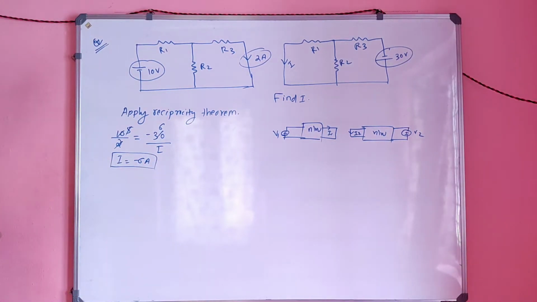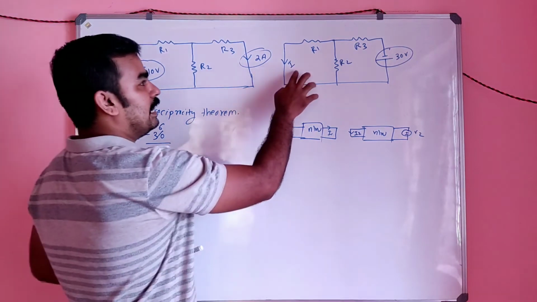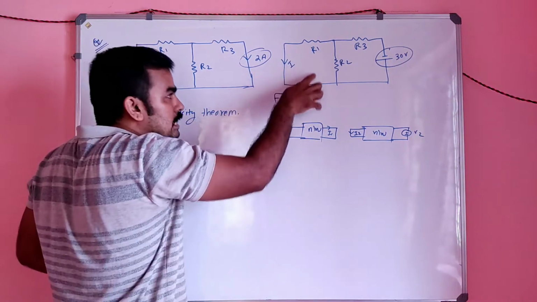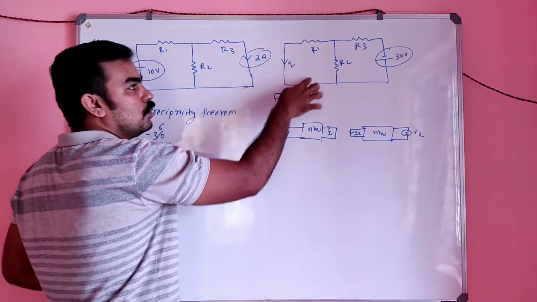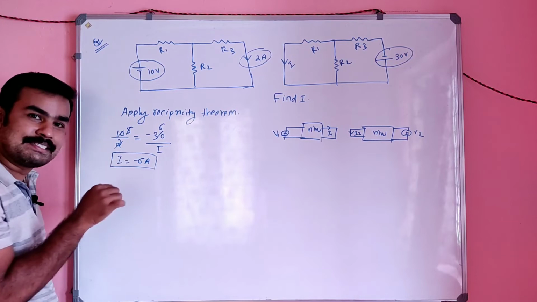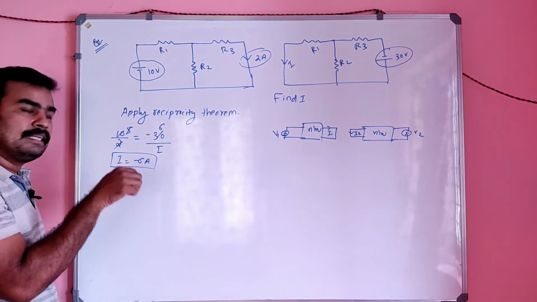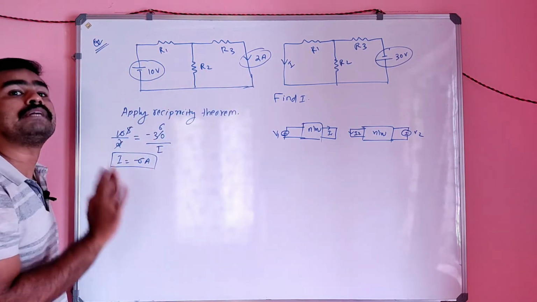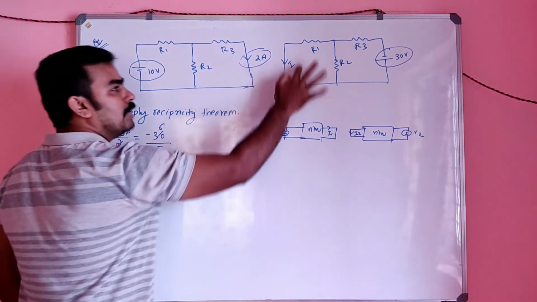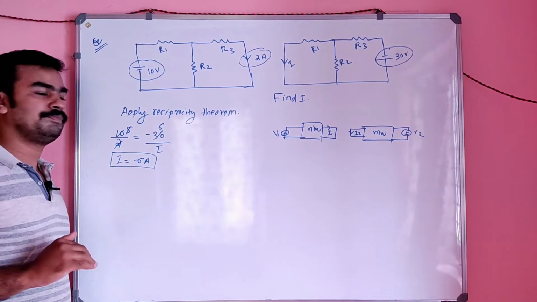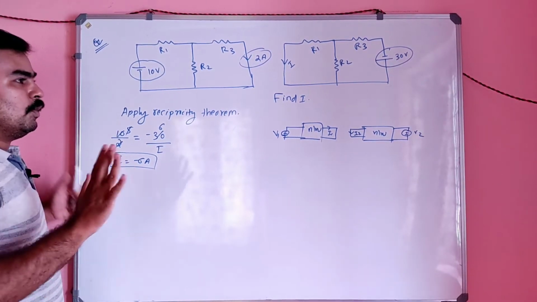It will be minus 6 ampere, which indicates that the current direction is not like this in the real answer. It is like this, the opposite direction, minus. That is why the answer is in minus form. The minus indicates that the assumed direction of current in the question is not the true direction. The true direction will be upward. Is it clear? Okay, that's all.